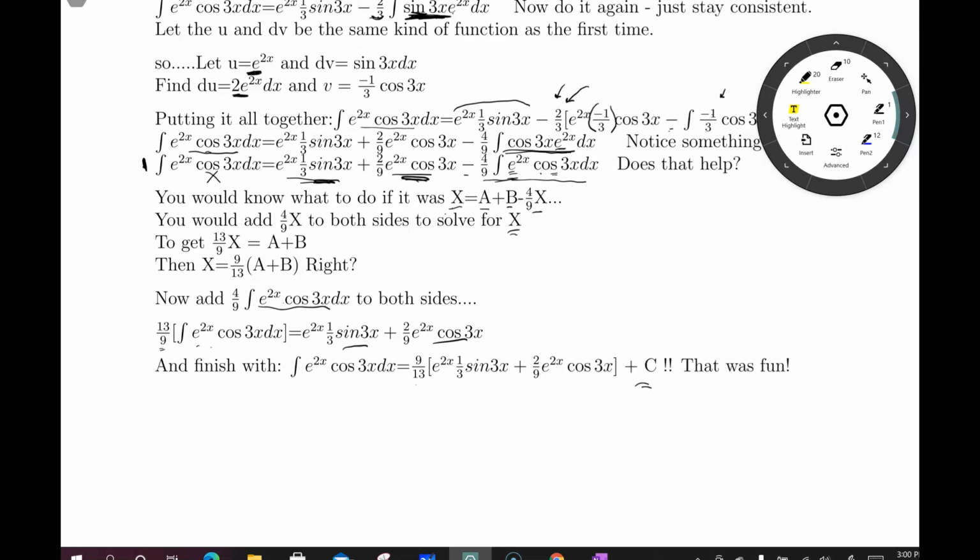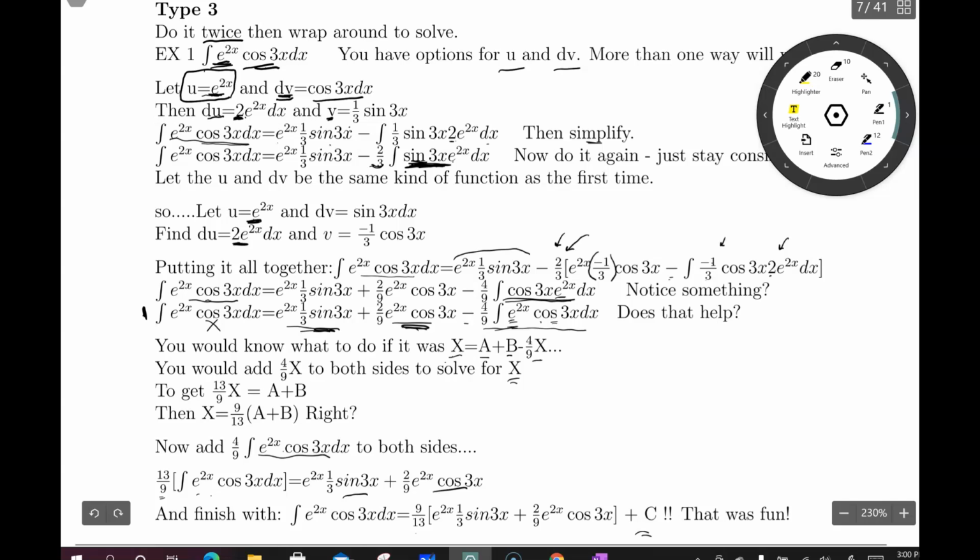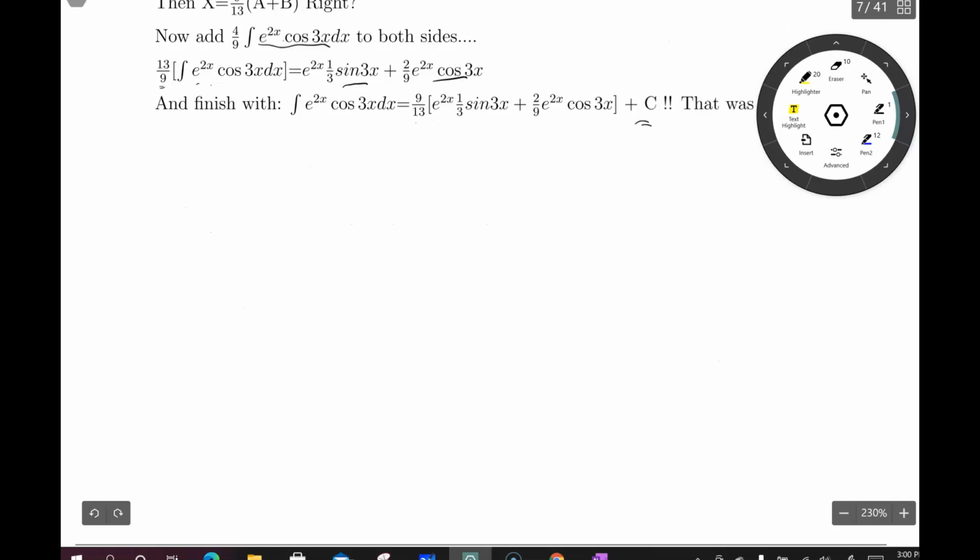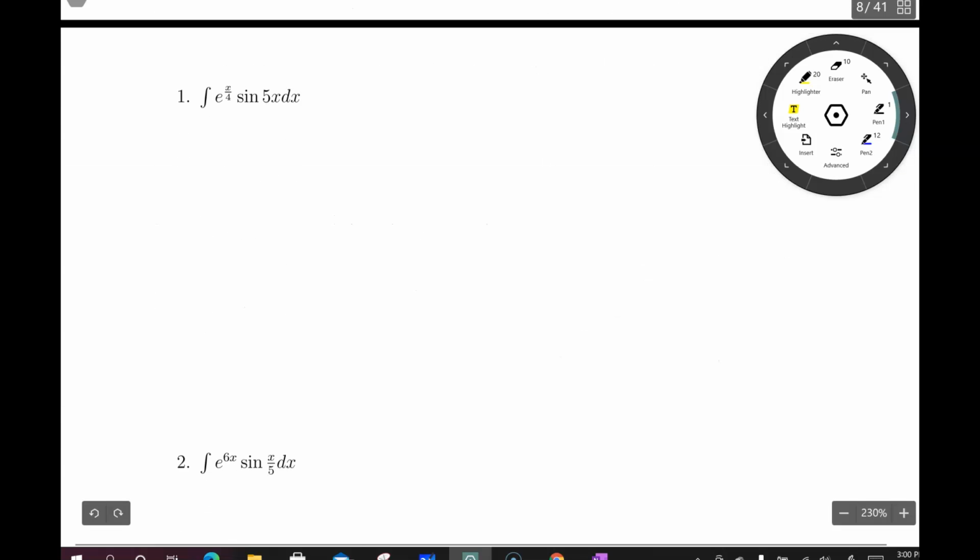Wow, that's a long problem. So I'm going to call this a wraparound, where you are predicting you're going to have to do parts twice, and then actually solve for the question by finding it in your answer again. All right, let's dig in.